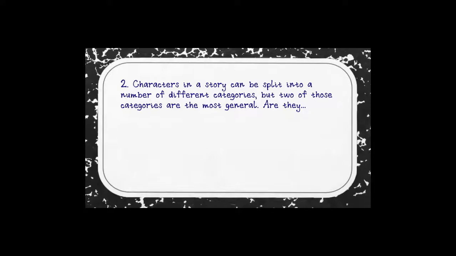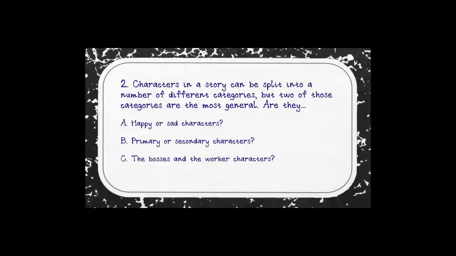Question number 2. Characters in a story can be split into a number of different categories, but 2 of those categories are the most general. Are they A, happy or sad characters, B, primary or secondary characters, C, the bosses and the worker characters? The answer is B. Primary or major characters and secondary or minor characters are the most general categories of characters in a story.